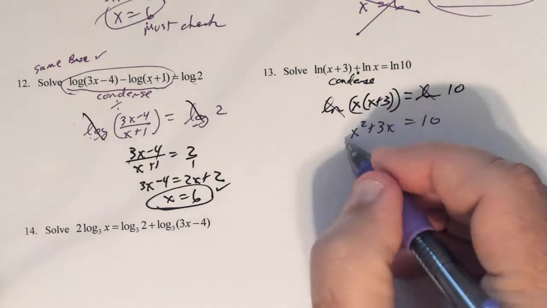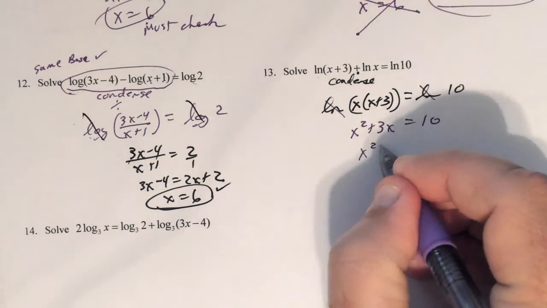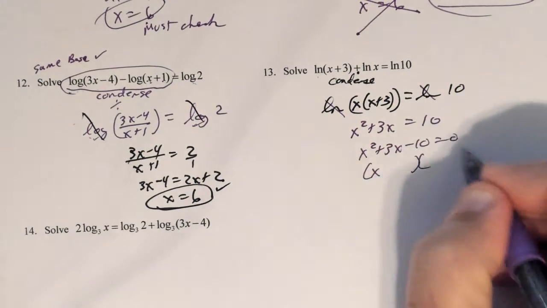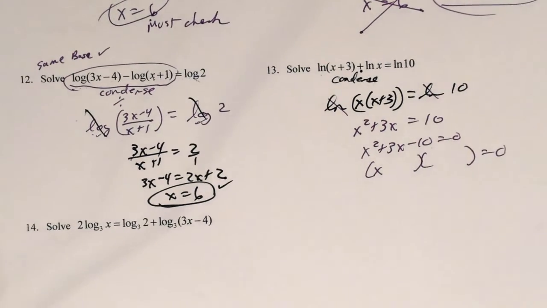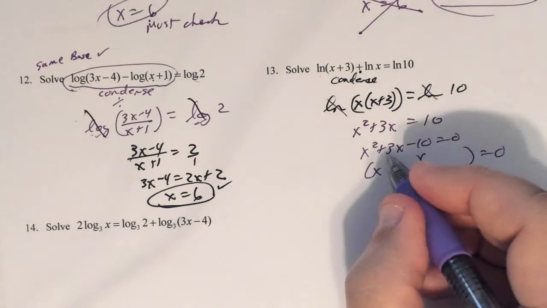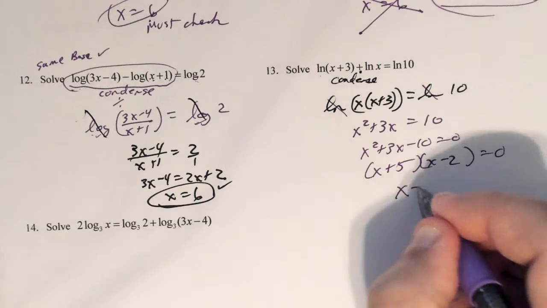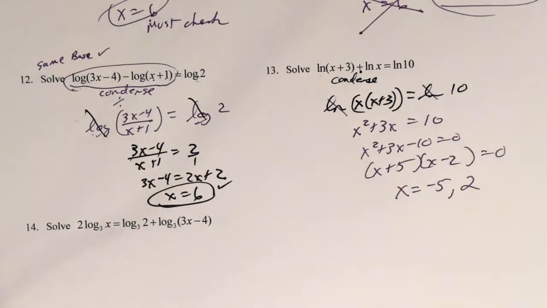Alrighty, so now we're going to get x squared plus 3x minus 10. Solve. We're going to factor. These will all be factorable if I give you quadratics. Let's see, this will be plus 5 minus 2. X is going to be negative 5 and 2. Now remember, we do have to check.